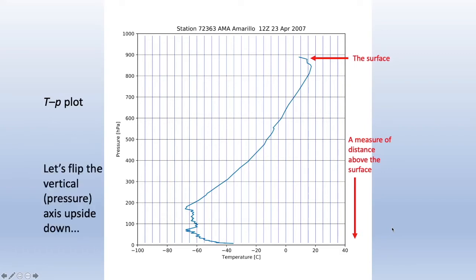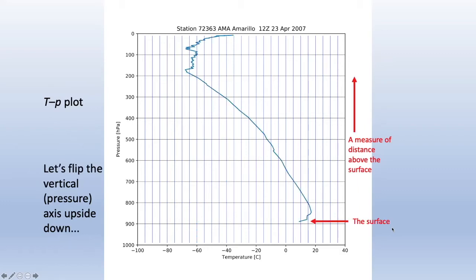So let's flip the whole thing upside down and put 0 at the top and 1000 at the bottom on the pressure axis. So we have the surface at just under 900 hectopascals, and the balloon ascends toward lower pressure and gets colder as it goes up. And eventually, up around about 190 hectopascals, it starts doing other stuff, which we'll talk about a little bit later. And now we have things oriented so that up on a chart corresponds to increasing distance above the surface.